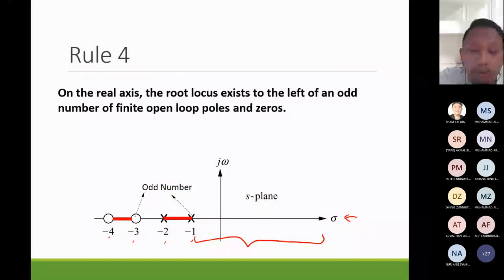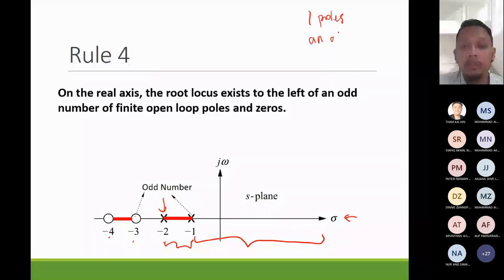And then in between this region, from minus 2 to minus 1, we have only one pole here. So the pole at minus 1 only exists from minus 1 onwards. So we only have one pole only. So one pole means we have an odd number lah. Odd number. Okay, so when we have an odd amount of poles, then at this location here, there will be a root locus on this axis.